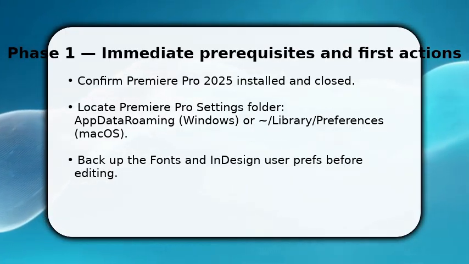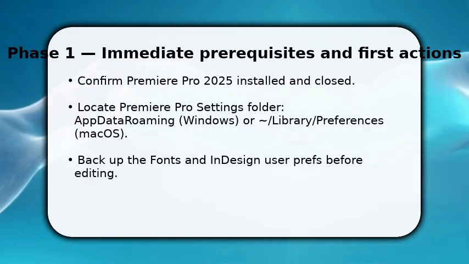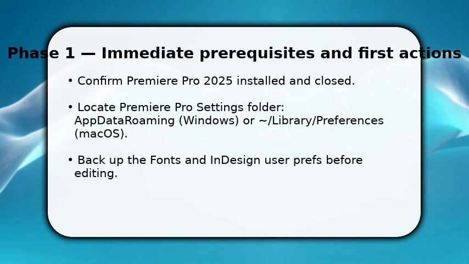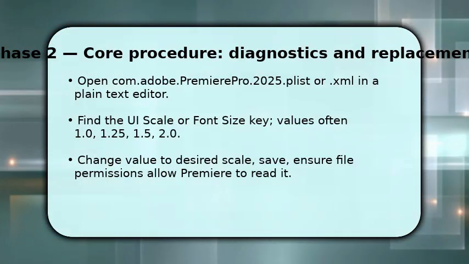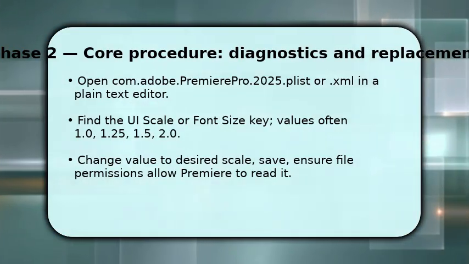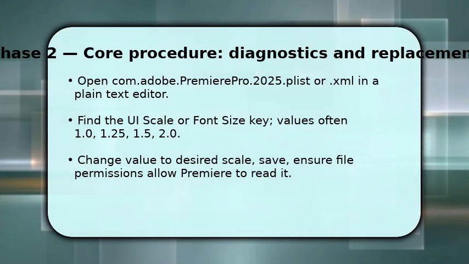Make sure you have admin rights because you'll edit and replace configuration files. This step is decisive. Without the backup and closed app, later changes could be lost or cause UI glitches. Now you edit the actual UI scale entry inside the Preferences file. This is the core action.